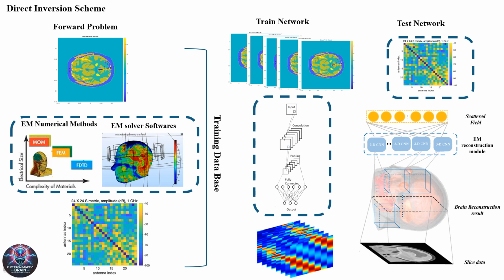The direct inversion method in AI-powered electromagnetic imaging represents a promising approach to solving the complex inverse electromagnetic scattering problem in brain imaging. The core objective of this method is to reconstruct the internal properties of the brain, particularly the permittivity profile, a measure of how the brain tissue interacts with electromagnetic waves, by analyzing the scattered electromagnetic fields that result from incident waves passing through the brain.